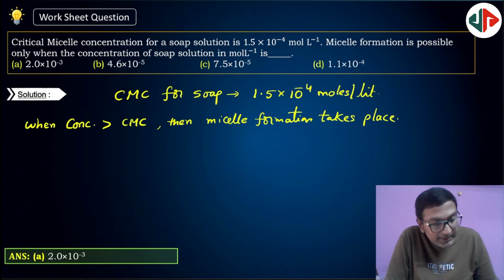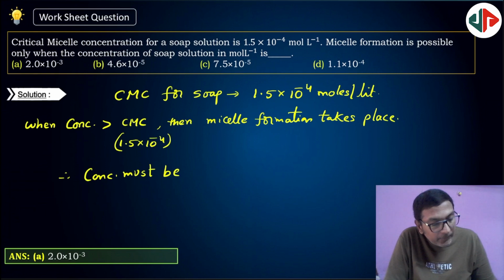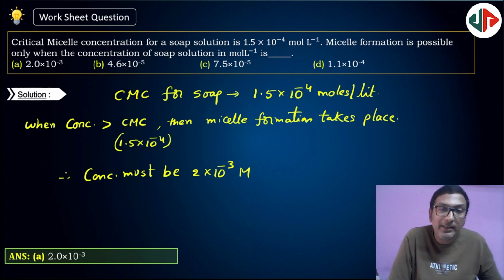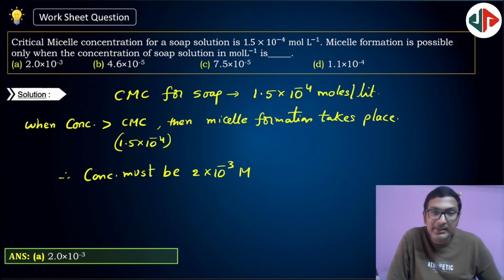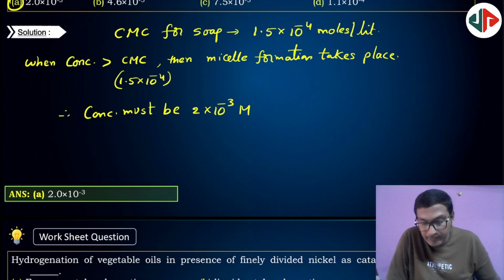So CMC is given as 1.5 into 10 power minus 4. Therefore, more than this concentration is required. So concentration must be 2 into 10 power minus 3 molar, which is more than CMC. When concentration is more than CMC, micelle formation takes place. Option A. Next.